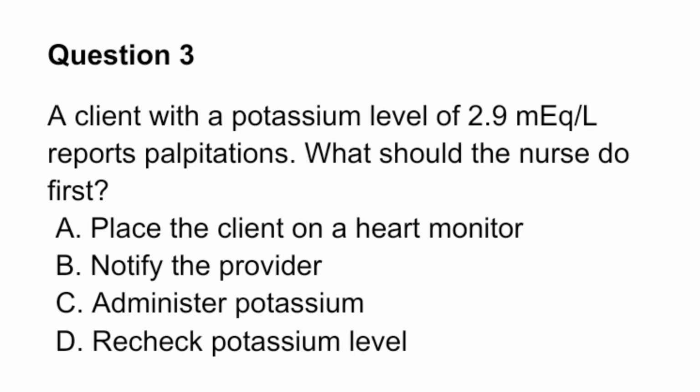Question 3. A client with a potassium level of 2.9 mEq/L reports palpitations. What should the nurse do first? A. Place the client on a heart monitor. B. Notify the provider. C. Administer potassium. D. Recheck potassium level.